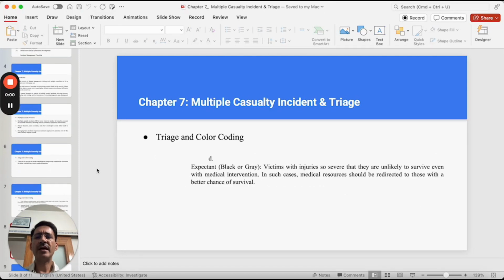Triage and color coding. Expectants, black or gray. Victims with injuries so severe that they are unlikely to survive even with medical intervention. In such cases, medical resources should be redirected to those with a better chance of survival.